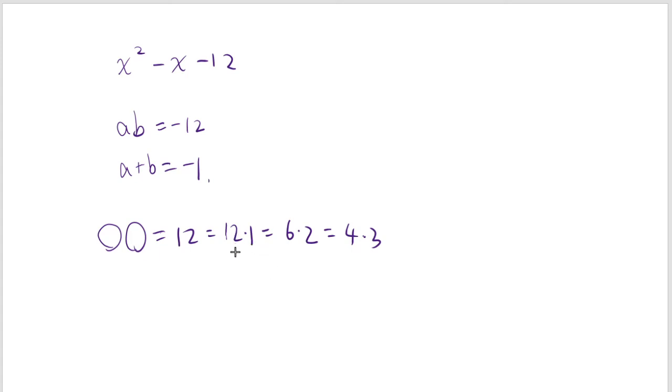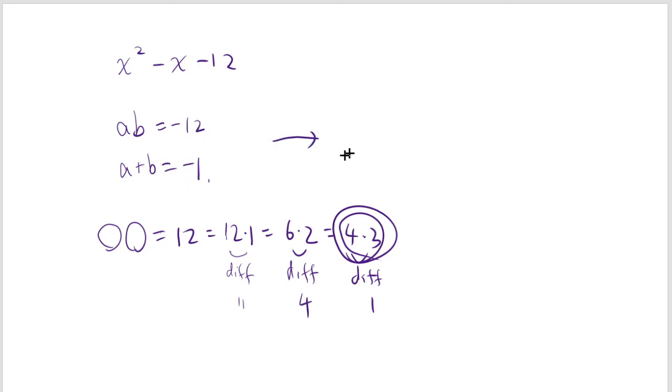Okay, the difference here is 11. The difference here would be 4, and here the difference would be 1. So this is the right one. So it means that one is 4 and the other is 3. Which one should be negative? Well, 4 should be negative because negative 4 plus 3 will give you negative 1. So we know that these two will be satisfied by negative 4 times 3 equals negative 12, and negative 4 plus 3 equals negative 1.